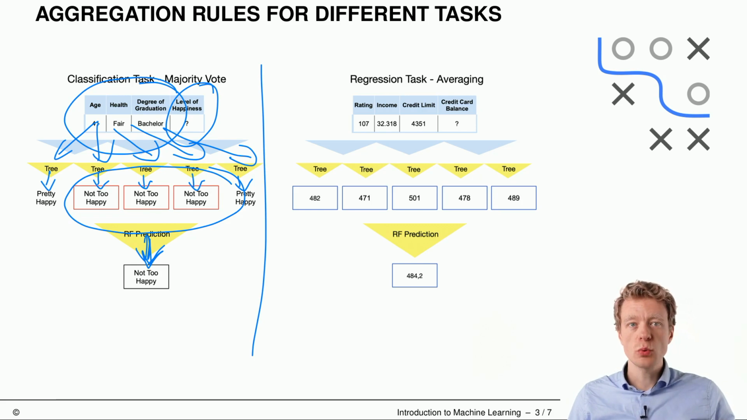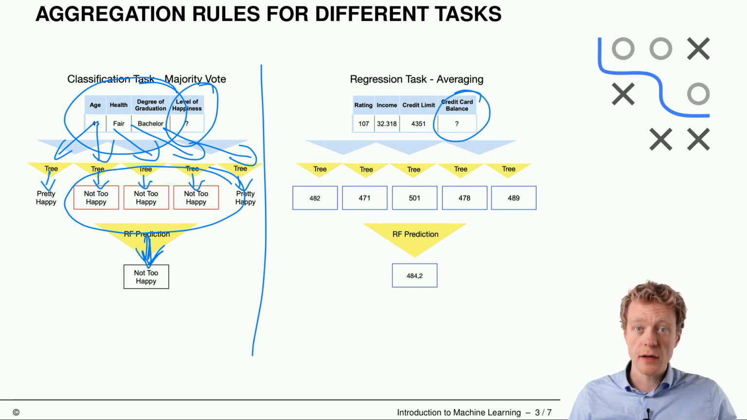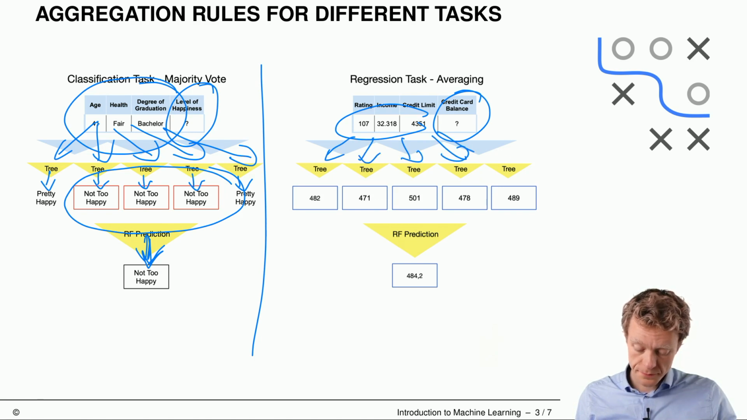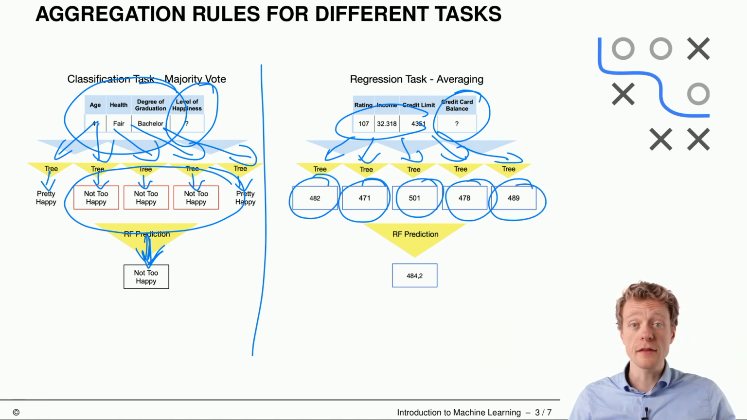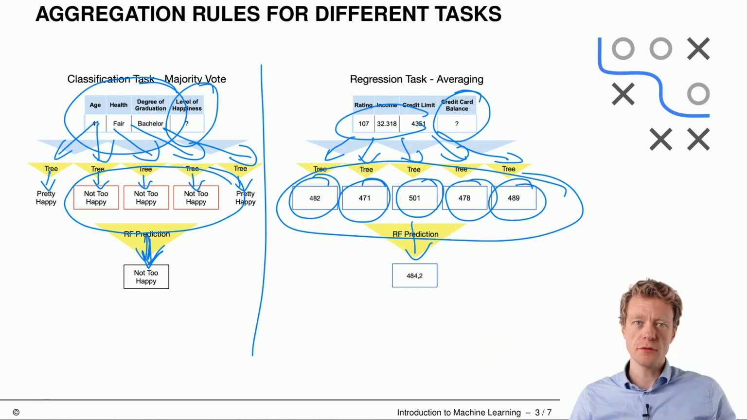Then on the right hand side we have a regression task. This means the target variable is a numerical variable, and again we feed all the features through all the trees. We get 5 predictions. Each tree has its own prediction, and what we can do is, for example, just take the average, the arithmetic mean of the predictions of the several trees, and then we end up with one random forest prediction. In this example, it's 484.2. Whatever, just some number, but it's the arithmetic mean of those 5 individual tree predictions.